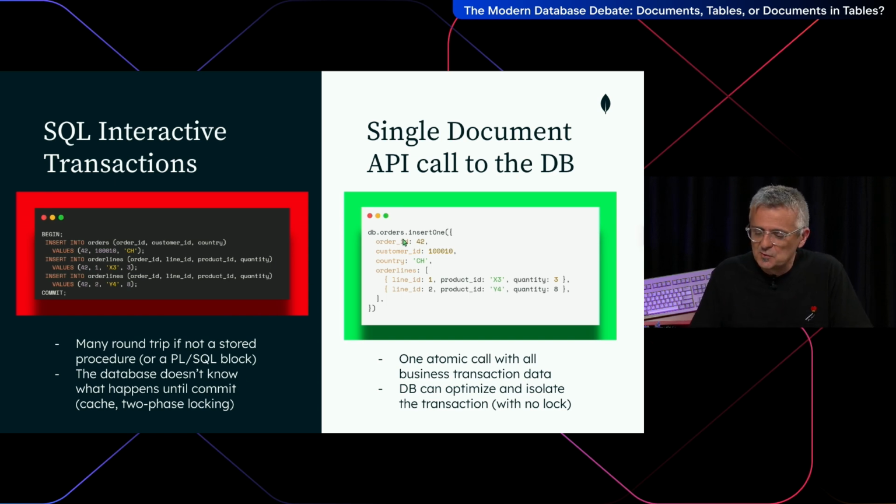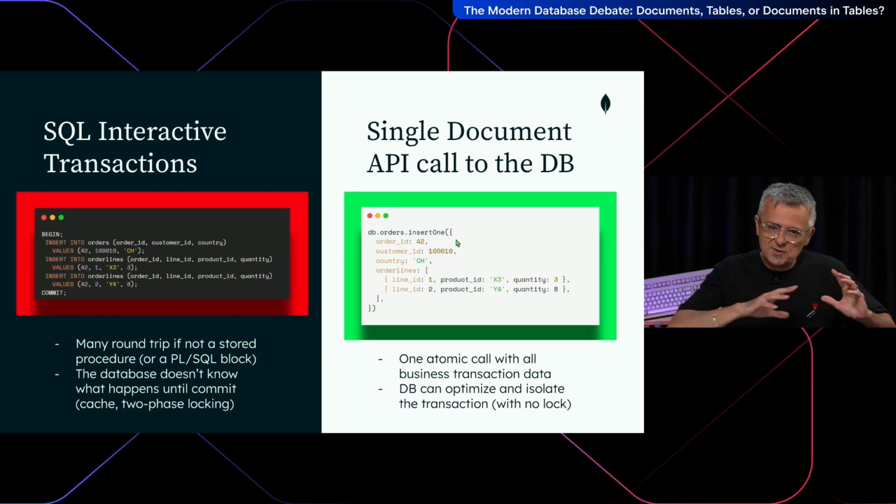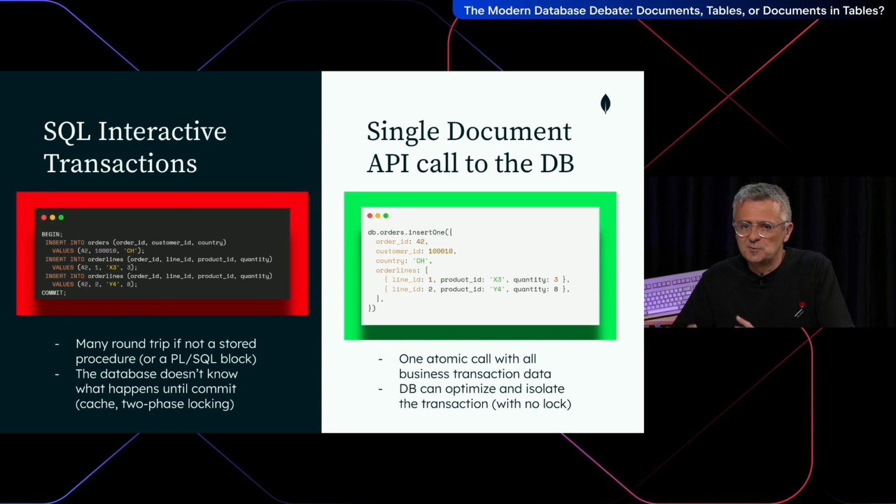So compare that with documents. The idea of document databases is that a business transaction is a single document that can have a lot more information, but a single document. If I insert an order, I have all the order information there. Just compare that.